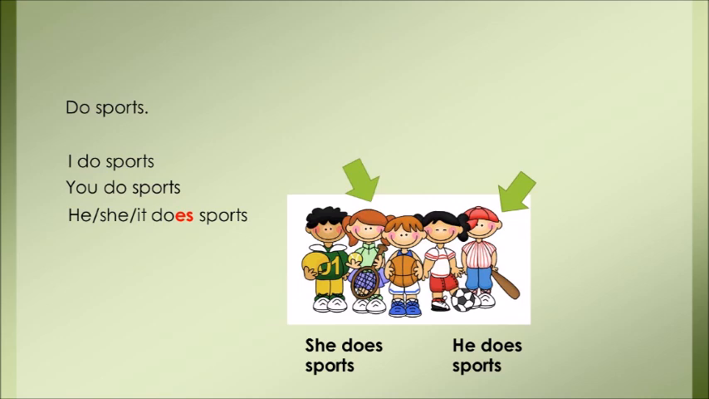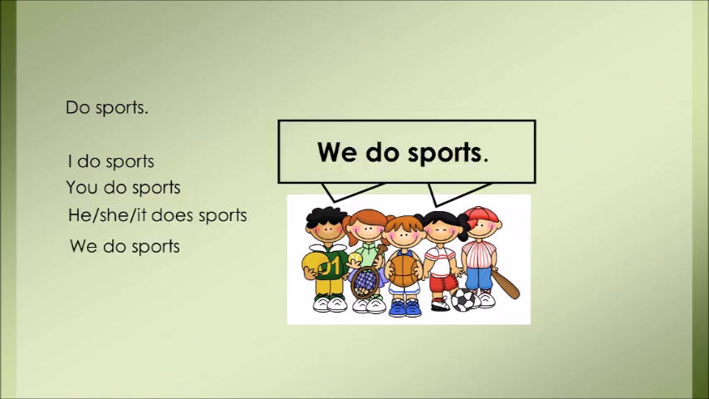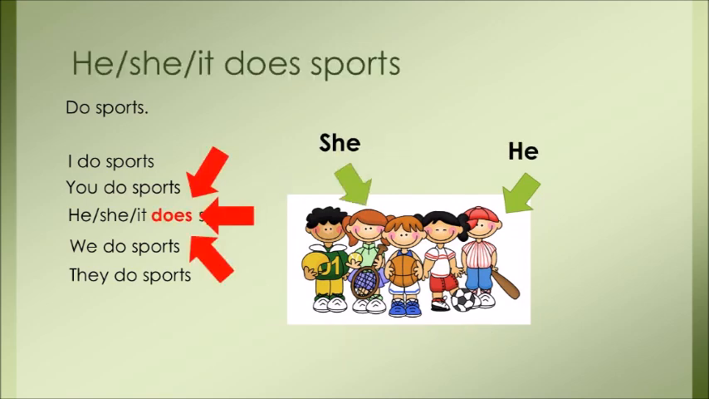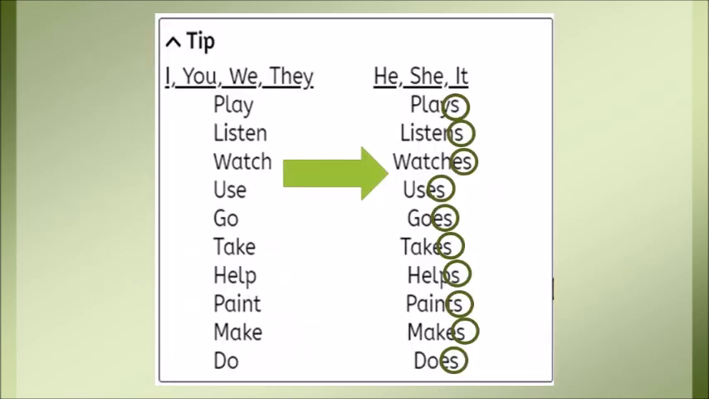He does sports. She does sports. We do sports. They do sports. Did you see? The form only changes for he, she, and it. It is the only one that ends in S.